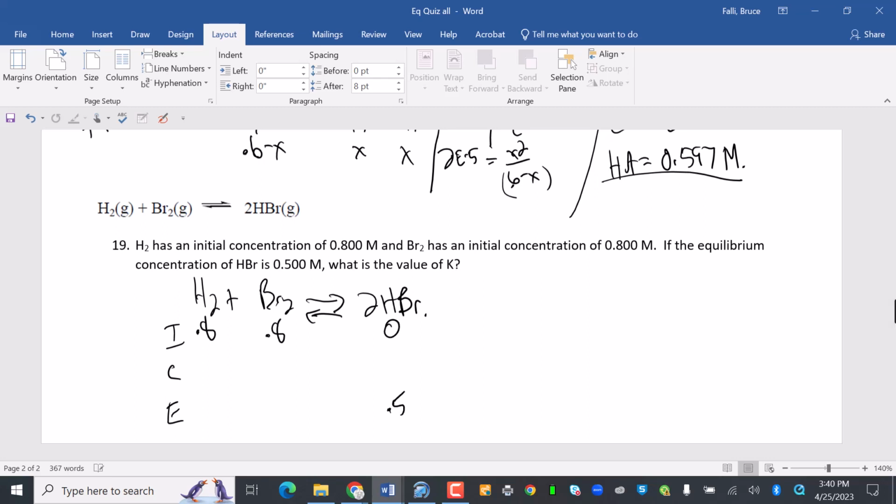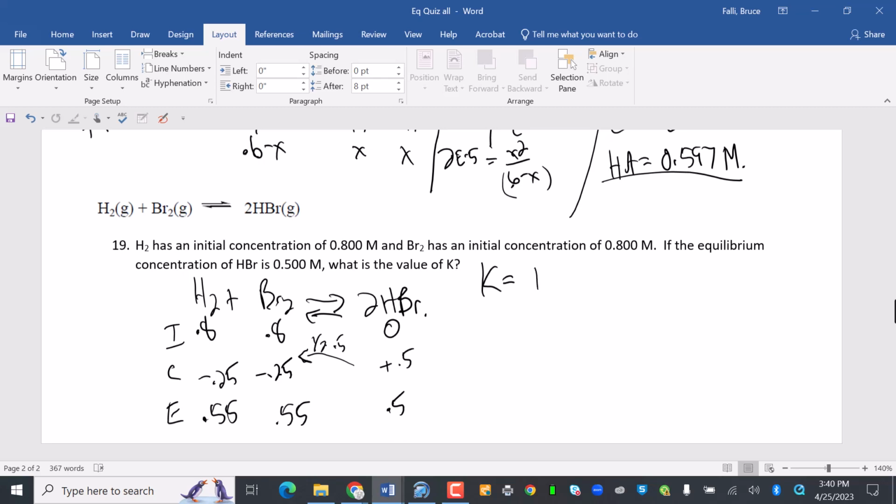this is 0, so that means this is plus 0.5. That's 2x, right? So each of these is going to be half of 0.5, minus 0.25, minus 0.25. 0.8 minus 0.25 is 0.55, 0.55.